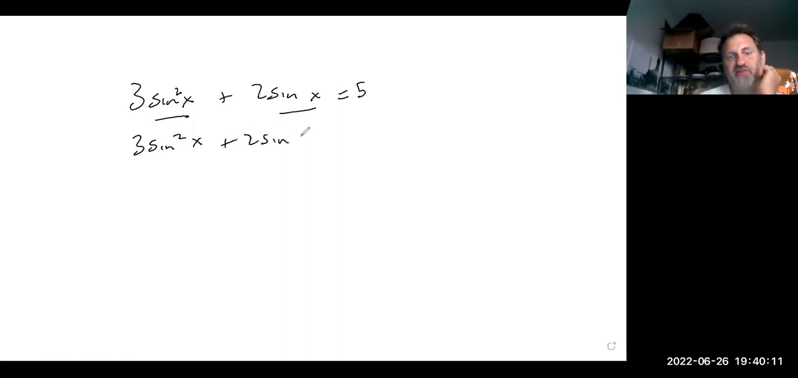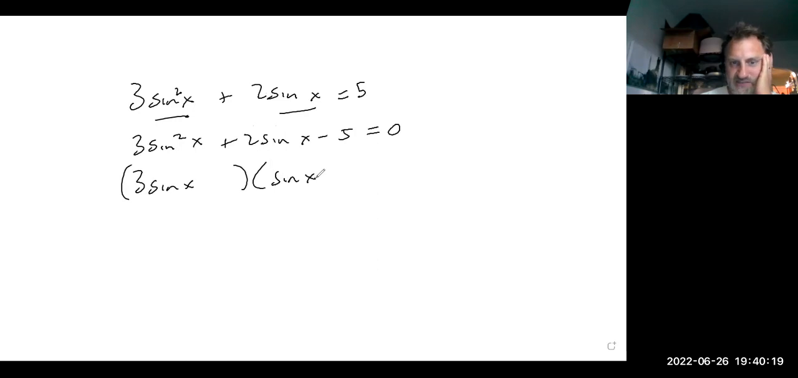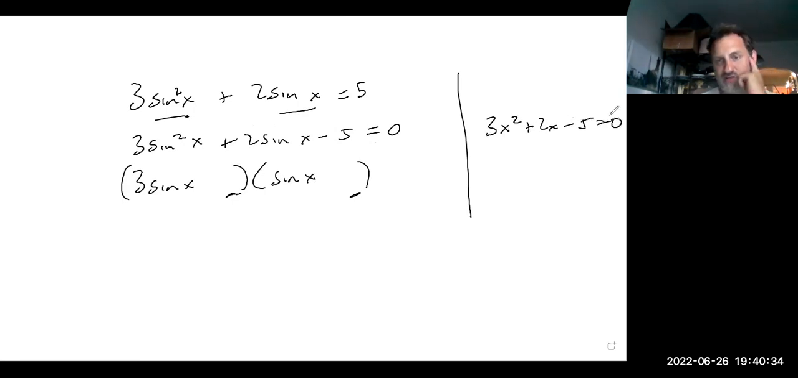So that means I need to pull everything over to one side. And now I'm trying to think 3 sine x times sine x. What am I going to need to put in the back end to get the minus 5? So the analog here is 3x squared plus 2x minus 5 equals 0. And I could use a different variable if it helps you not confuse. There's actually a whole technique called U substitution where I say U equals sine x, and then I simplify this and then factor this and then go back to the sine form. Not necessary if you're comfortable with factorization.